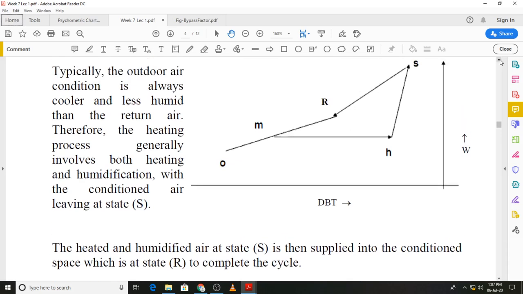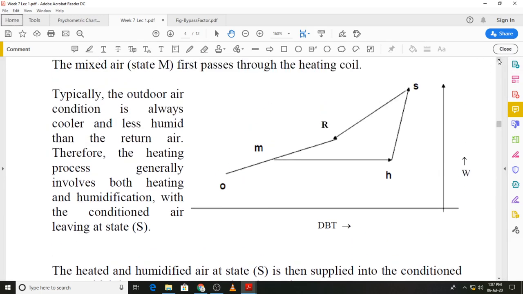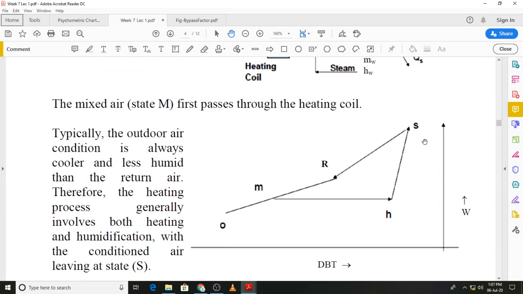The line SR is known as the space condition line or the load ratio line, and that shows the load of the conditioned space. So if you need to find out the rate at which energy is being lost from the conditioned space, we can multiply the mass flow rate of the air by Hs minus Hr. That will be the heating load for the conditioned space.